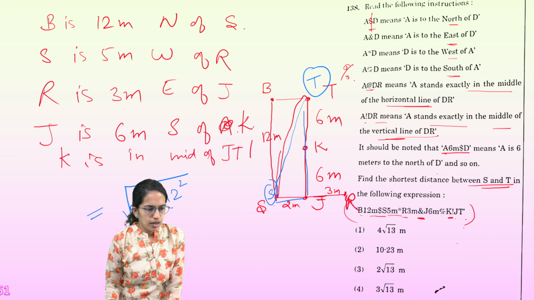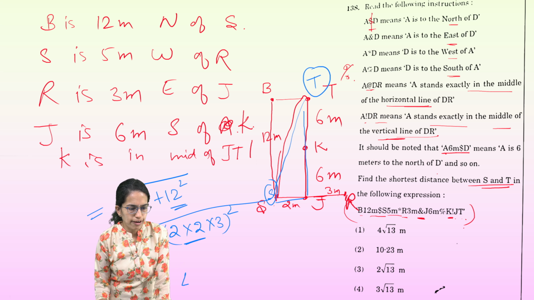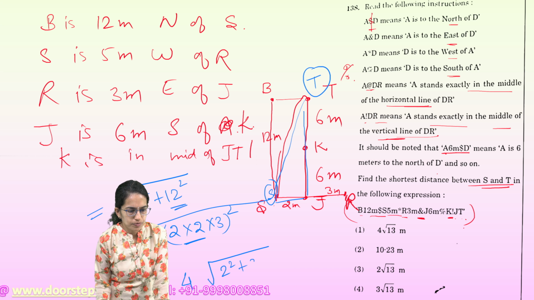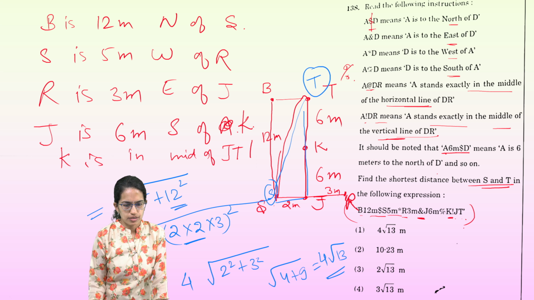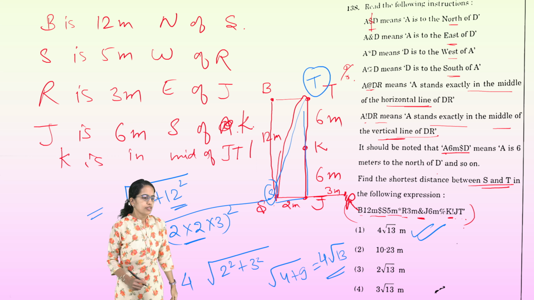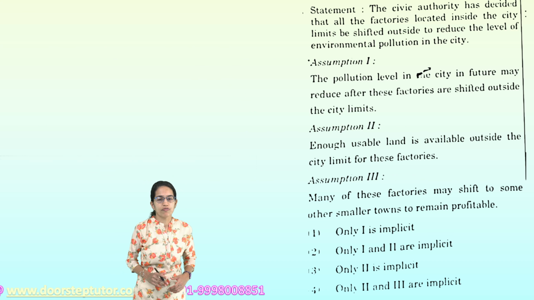Now here 12 can be written as (2 into 2 into 3) the whole squared, plus 2 squared, under root. So 2 into 2 the whole squared, so I have 4 outside, and 2 squared plus 3 squared, which is 4 plus 9, which is 13. So 4 root 13 would be the correct answer here. Okay, so this is how you solve this problem. That's it, and these kinds of questions are often asked.